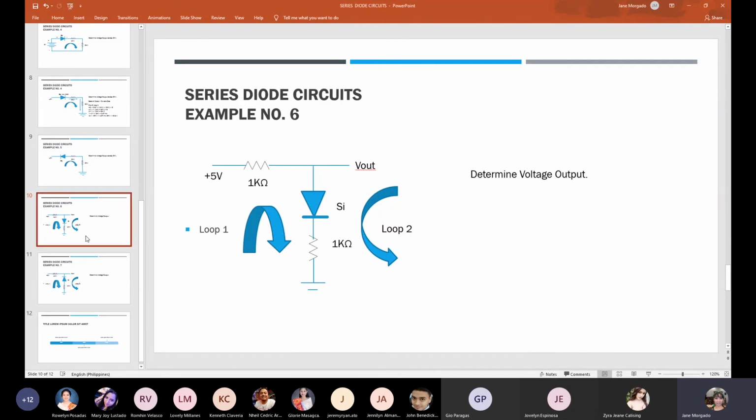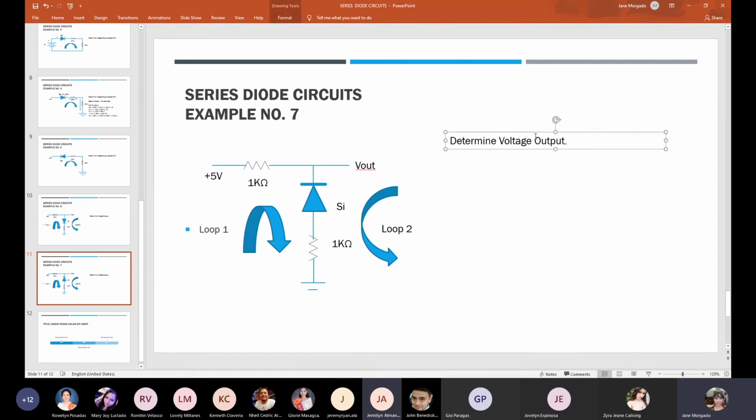Okay? So, let's have last example. Ayan. So, si 6 and 7, pareho lang, di ba? Anong pinagkaiba? The polarity of diode. Niligtad ko lang yung diode, no? And V out. The V out now, the voltage output now is taken across diode and 1 kilo ohm.